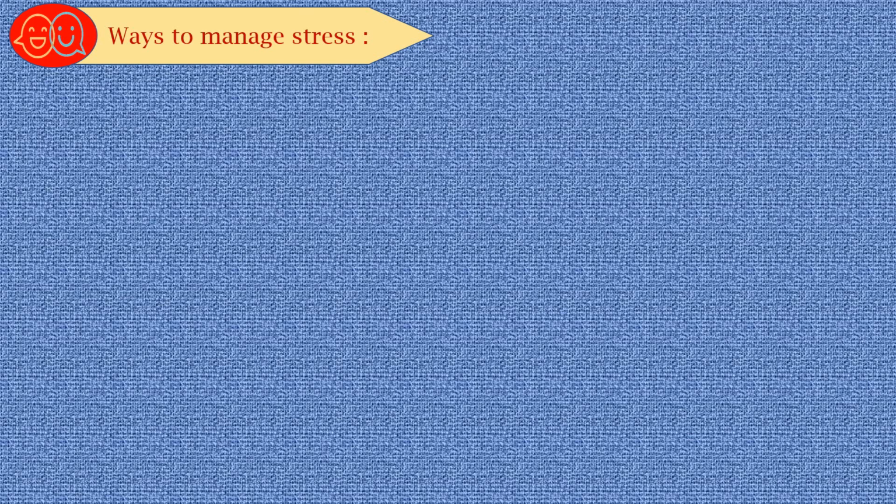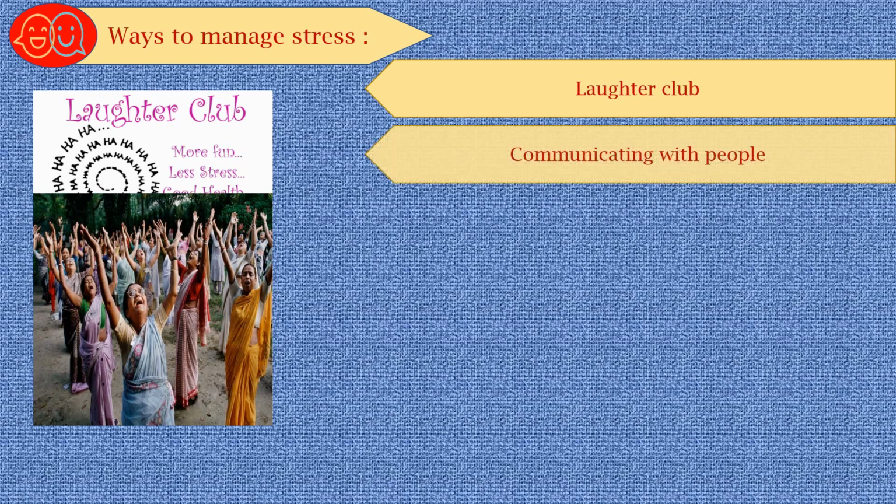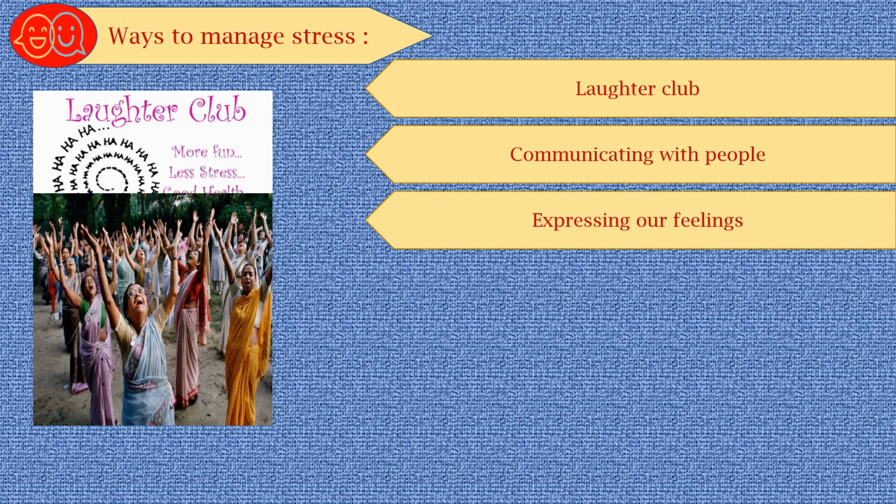Now, let us learn about the ways to manage stress. People gather together and relieve their mental stress by laughing out loudly in the laughter club. It is thought that by laughing together, the stress is reduced. Then communicating with all the people who are significant in our life, especially with our parents. Also expressing our feelings with near and dear ones and noting down our feelings.